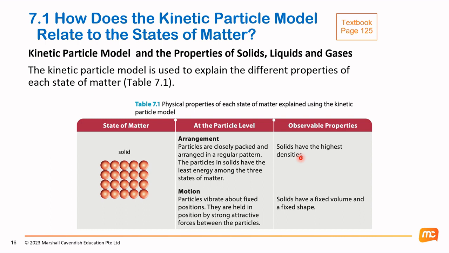Then, when it comes to the motion, the particles vibrate about fixed positions. Because they are fixed in positions, they have a fixed shape and a fixed volume. The particles cannot move around freely. This arrangement of particles in this rectangle, they cannot suddenly decide to become a triangle. They are stuck with their neighbors. This is because of all the strong attractive forces between the particles.